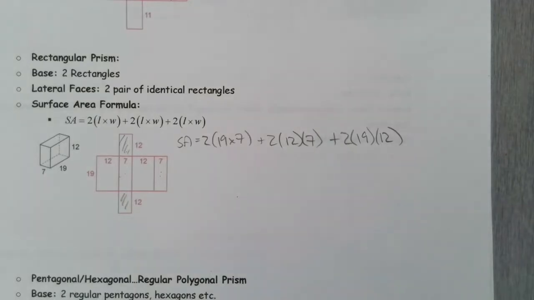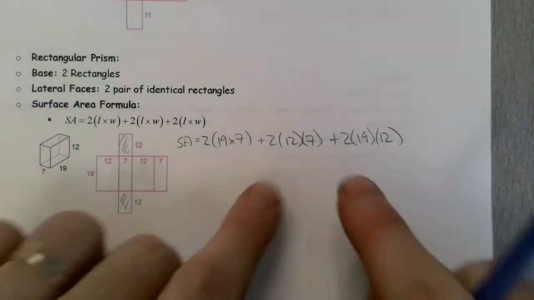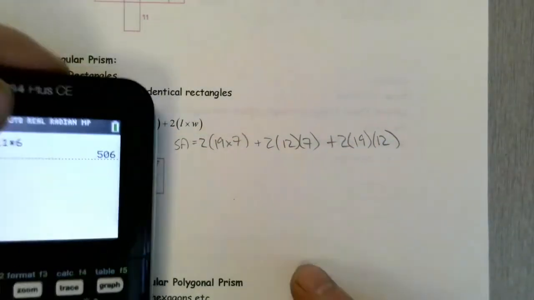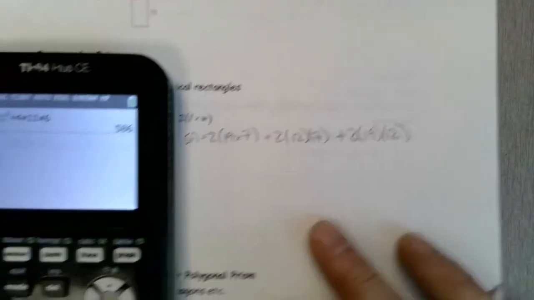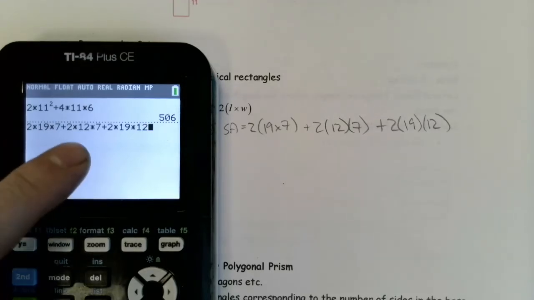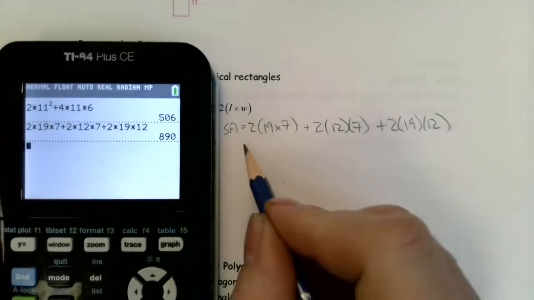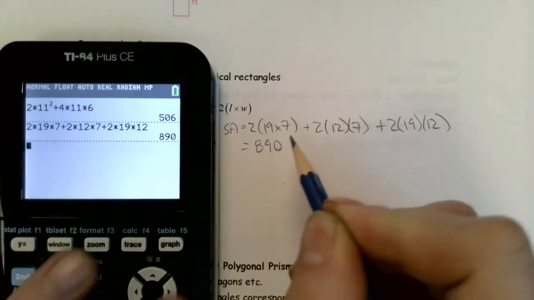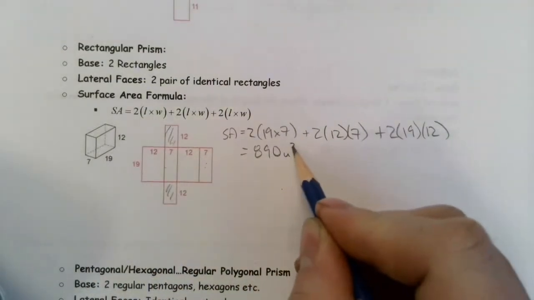Basically, every side gets paired up with every other side, and then we have two examples of each of those. So this is going to give us 2 times 19 times 7, plus 2 times 12 times 7, plus 2 times 19 times 12. Okay, just make sure I got all that in there right. And we get 890 units squared.